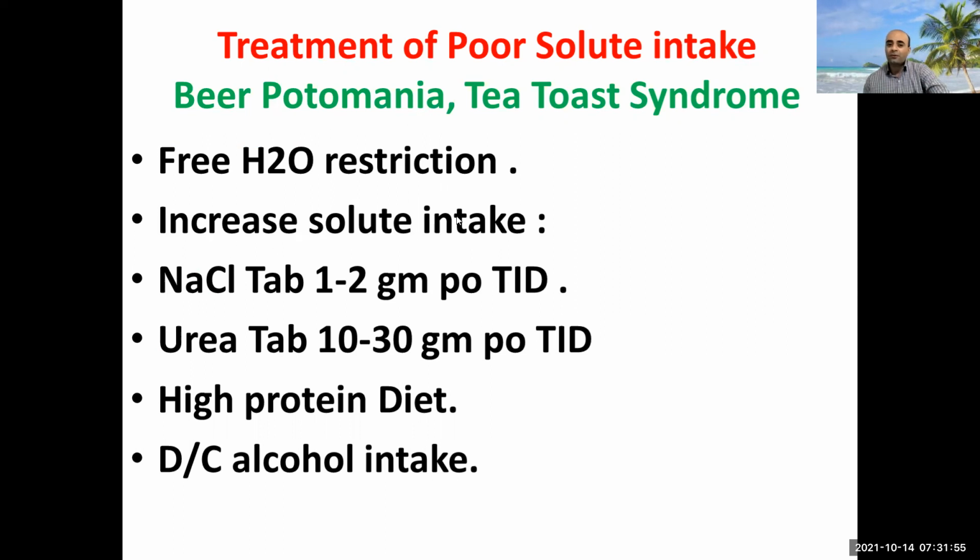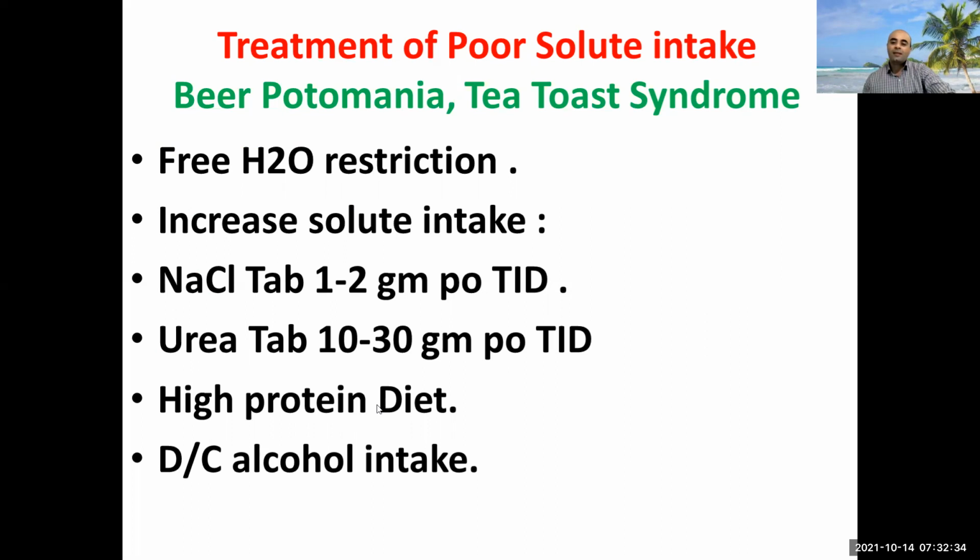If not enough or the patient is not taking it, just add sodium chloride tablets 1 to 2 gram BID/TID or urea tablets 10 to 30 gram BID/TID. Don't forget the gram. Sodium chloride and urea create more osmotic concentration inside our renal tubules and drag more water out through your urine, and you will have polyuria. And you will lose water, and this will help to increase your serum sodium.